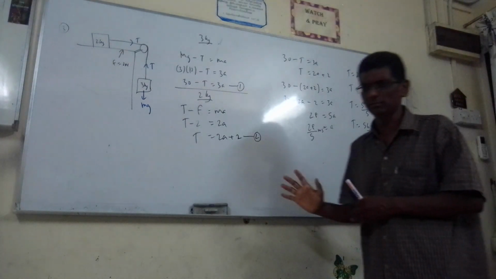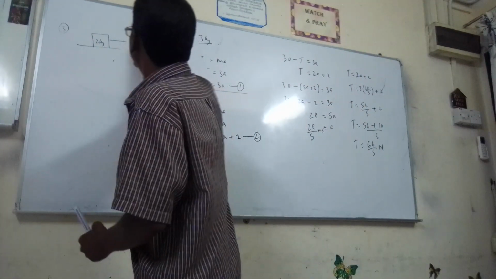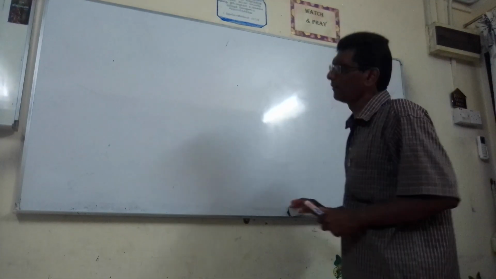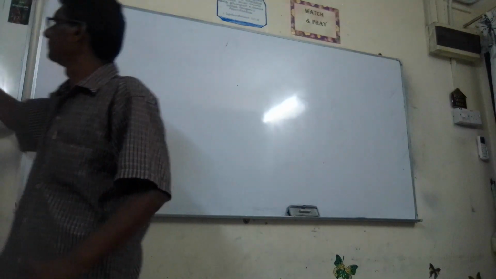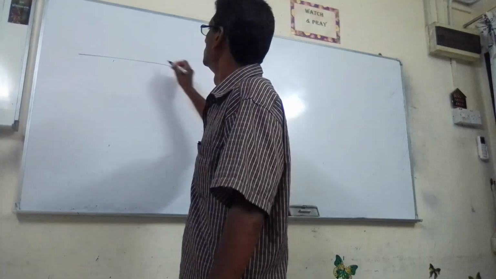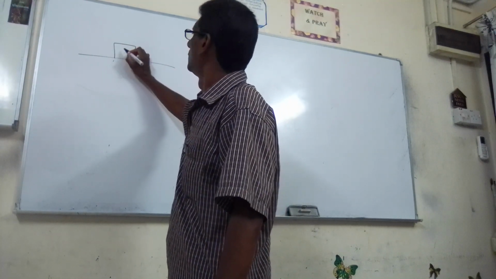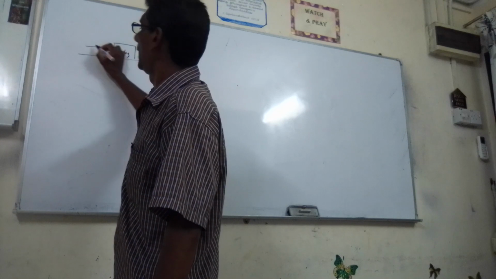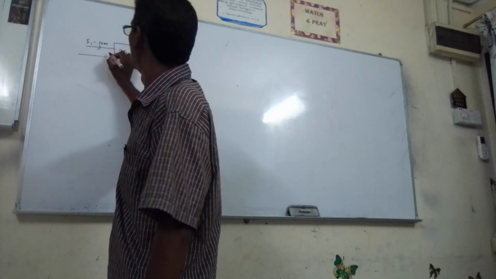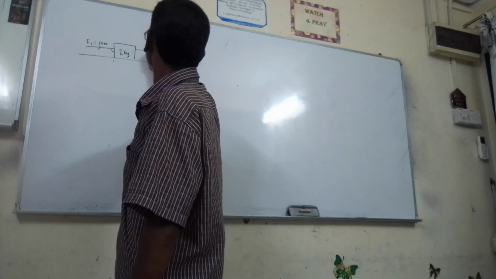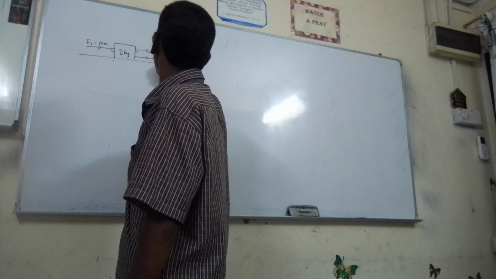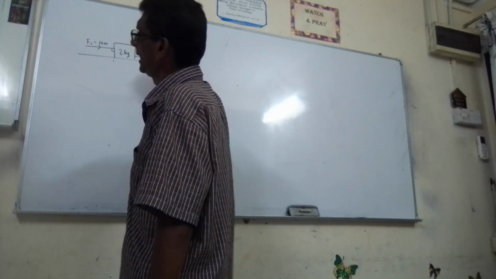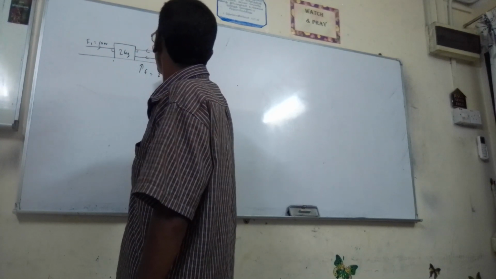Okay, that's the question. Now we are going to learn another question, the homework I gave you. The 2 kg has a force F1 equal to 10 Newton, at 90 degrees, F3 equals 15 Newton, F2 equals 5 Newton, and the friction equals 2 Newton.